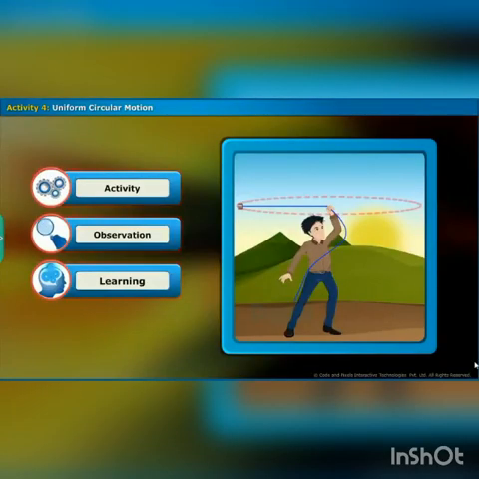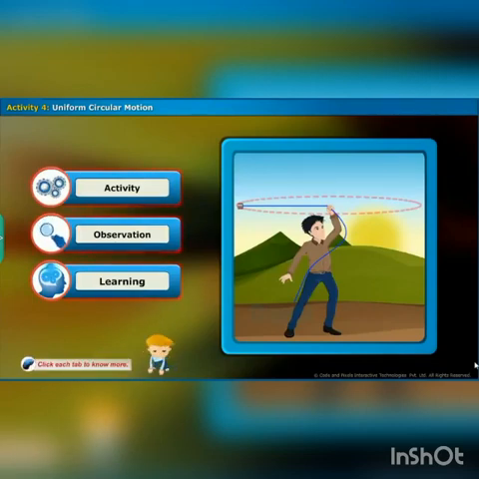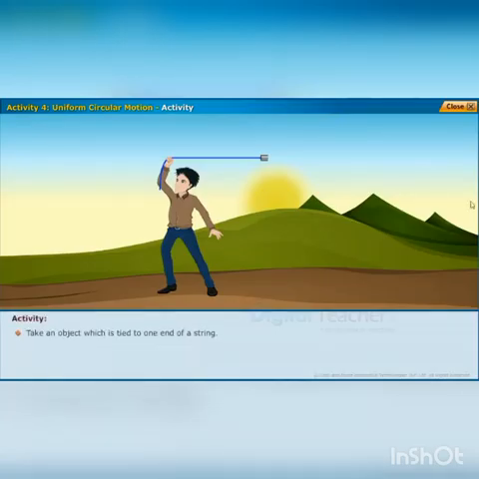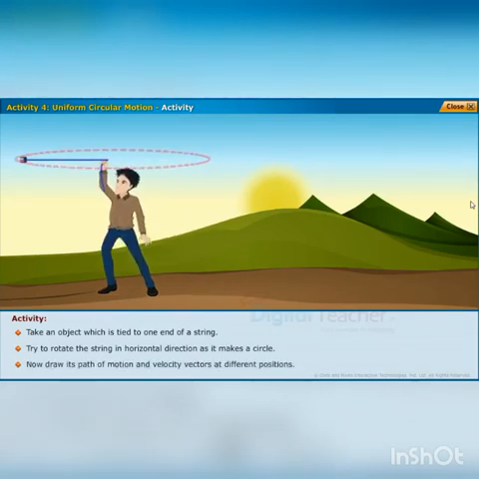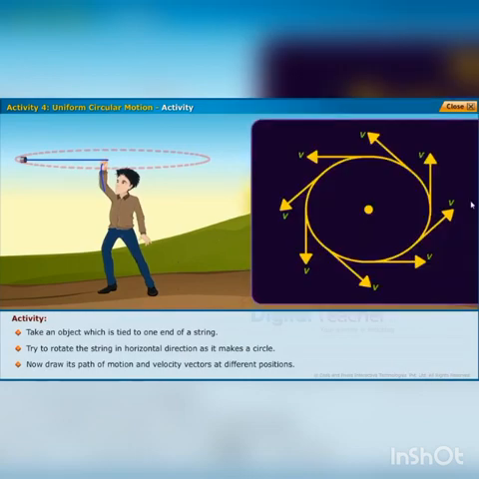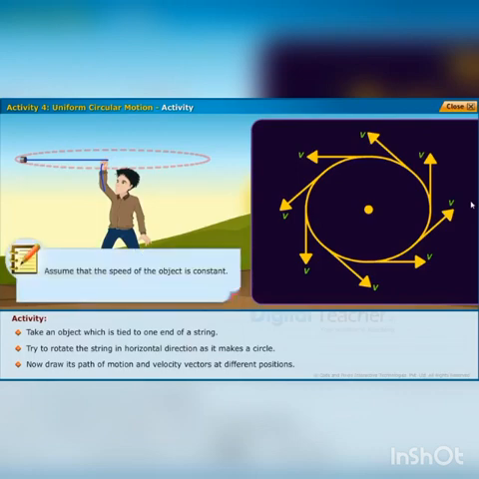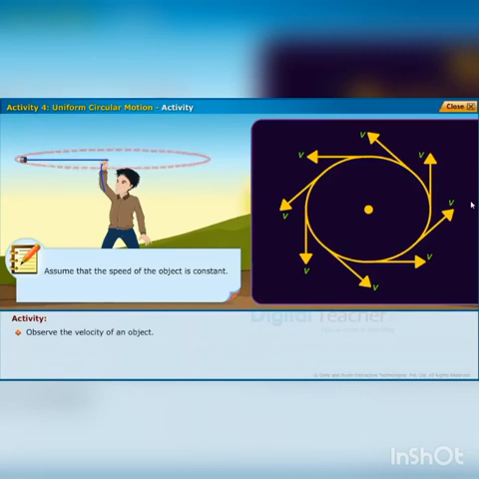Let us perform an activity for observing uniform circular motion. Click each tab to know more. Take an object which is tied to one end of a string. Try to rotate the string in a horizontal direction as it makes a circle. Now, draw its path of motion and velocity vectors at different positions. Assume that the speed of the object is constant. Observe the velocity of the object.